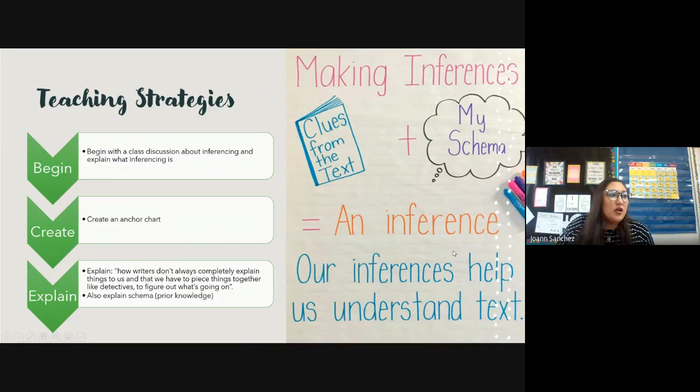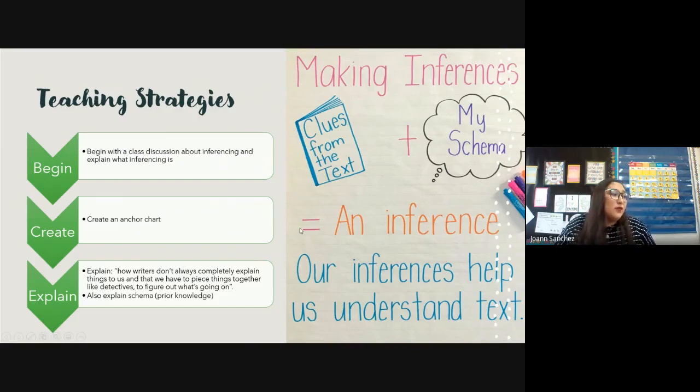Creating an anchor chart and explaining to them that making inferences comes from clues from within the text or the book, whatever it is that they're reading, and their schema, which is their prior knowledge, what they already know, what they've already learned in the past. And so they use that to make that inference as to what might happen or what is happening in the story that's not being specifically told within the text.